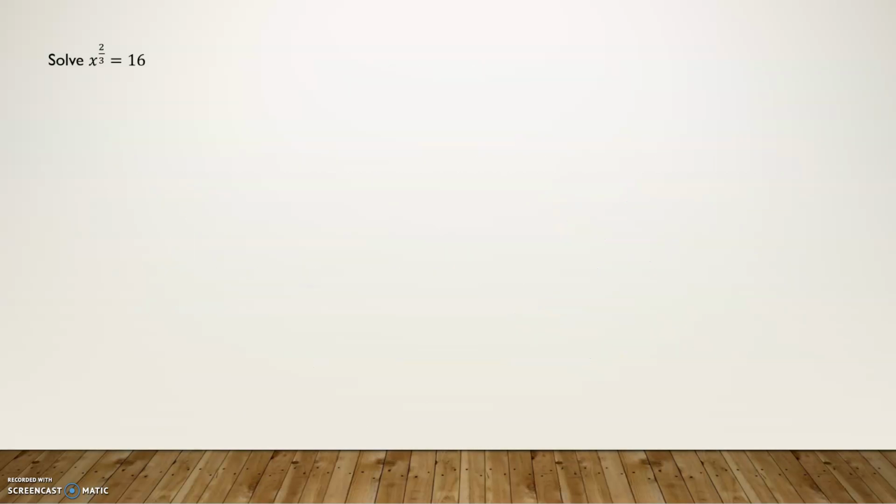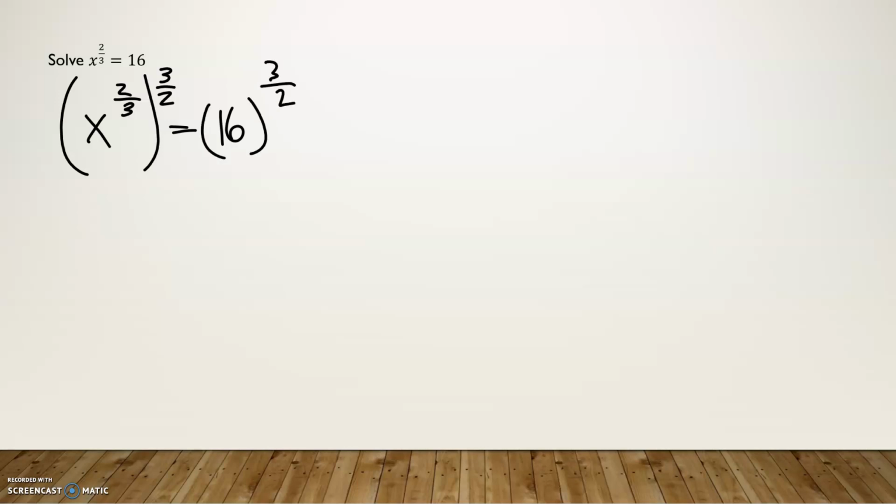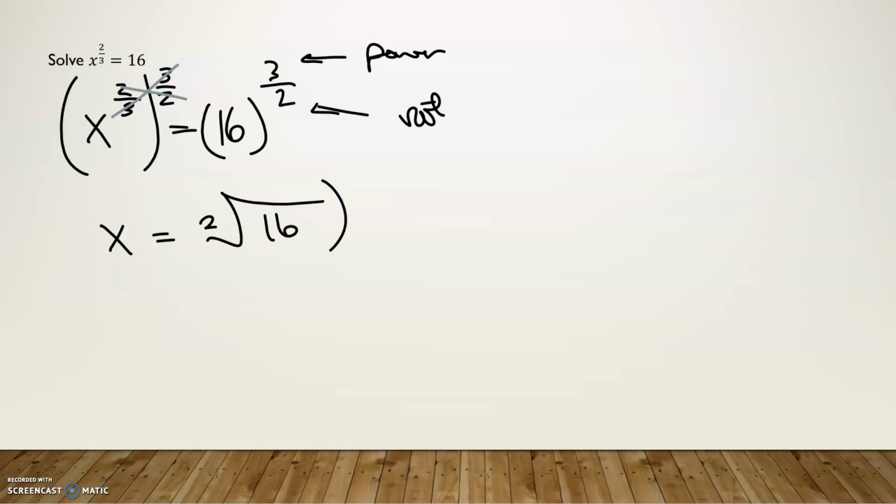Okay, let's try this one. So I'm just going to rewrite it, and then we're going to flip that fraction to be 3 over 2. So our fraction goes away. Now I have x raised to 1, or just x. And now I have, okay, so this is the power, and this is the root. So I have the square root of 16, and then whatever that number is, I'm going to cube it.